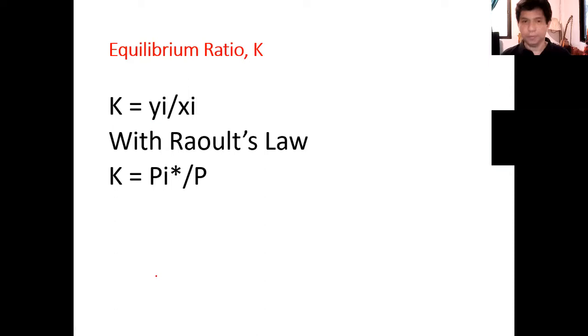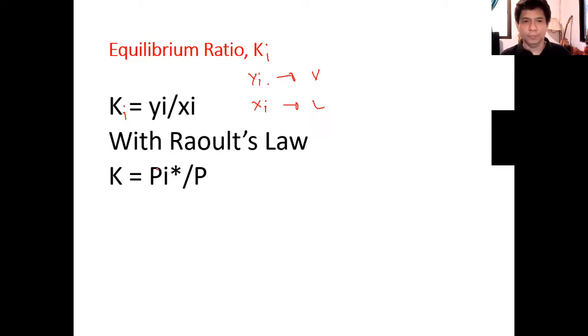Equilibrium ratio K sub i. So the definition of this, let's define this as y sub i over x sub i. At this point, I am assuming that you already know what y sub i and x sub i are. The y sub i is the concentration in the vapor phase of component i, and the x sub i is the concentration in the liquid phase, the L. Okay lang? Can we proceed?